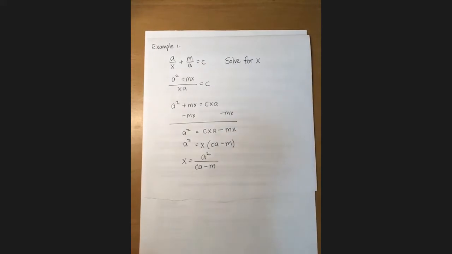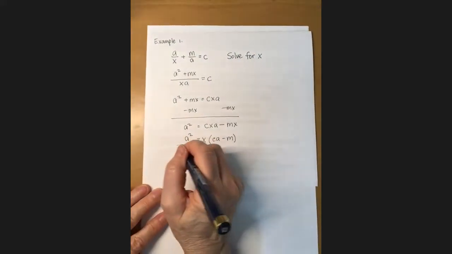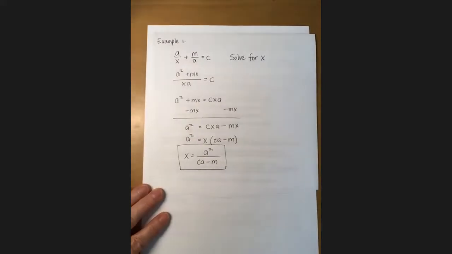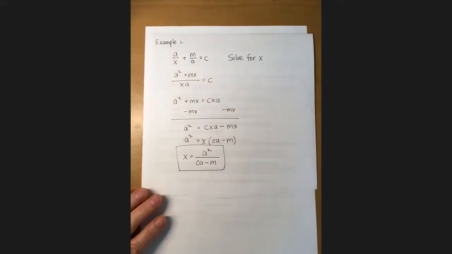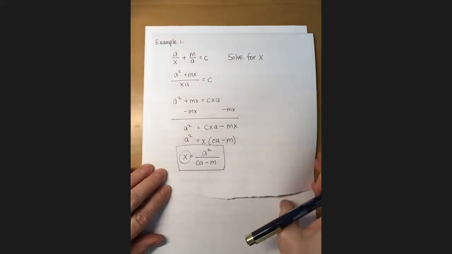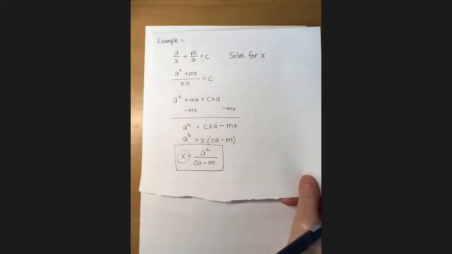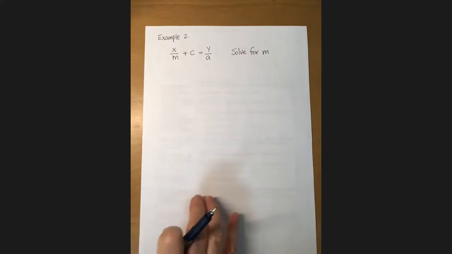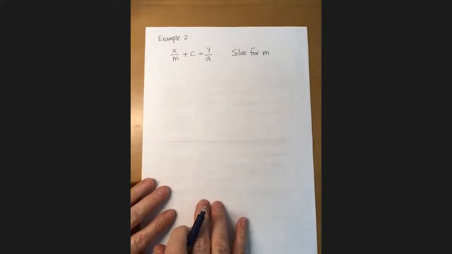That's the kind of expression you can expect for your solution to an abstract equation, particularly an abstract fractional equation. We solved for x. We now have an expression for x. Okay, let's tackle example number 2. Solve for m.